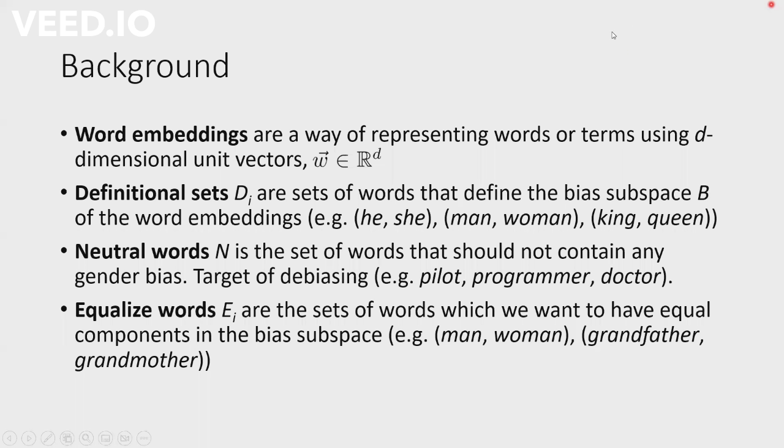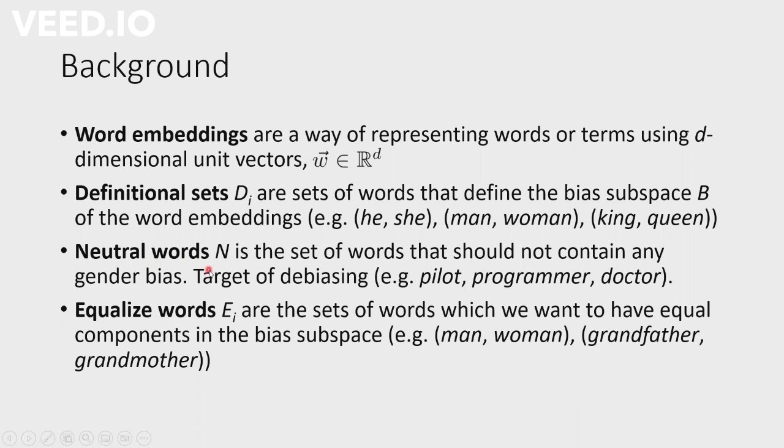Now for some background on some of the terms that we'll be using throughout this presentation. Word embeddings are a way of representing words or terms using d-dimensional unit vectors. These vectors can have useful properties. For example, the difference between two vectors is often analogous to the difference between those two words in natural language. Now, definitional sets. These are sets of words that define the bias subspace of the word embeddings. For example, he, she, man, woman, king, queen.